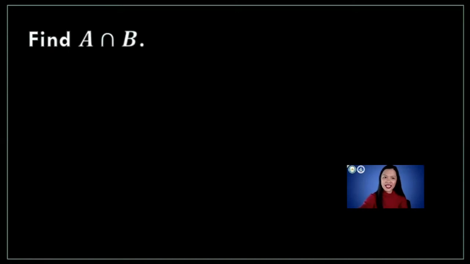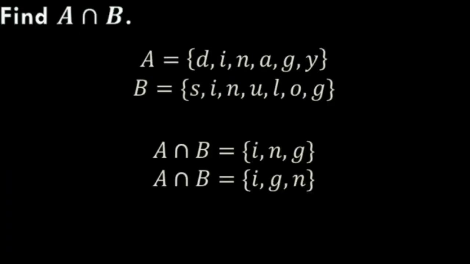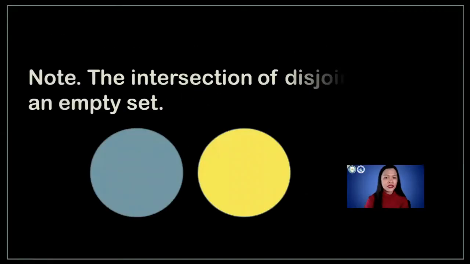Let's have an exercise. Let's find the intersection of these two sets that I presented a while ago. All we have to do is to look for common letters or common elements. So we have A intersection B. Note that the intersection of disjoint sets is an empty set. Disjoint sets do not have common elements at all.